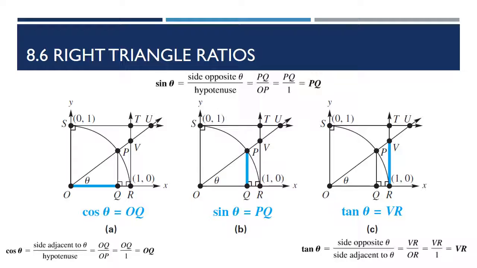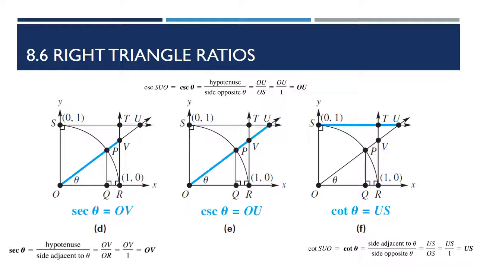The tangent is VR. It's the side opposite theta, which is going to be VR, over the side adjacent to theta, which is OR. Well, OR goes all the way out. That's the radius of the circle. That's 1. So it's just VR. Then we have the secant. The secant is the hypotenuse over the side adjacent to theta. And again, we're going to use that bigger triangle. The hypotenuse is going to be OV, which we don't know what that is because that extends beyond the unit circle. But we do know OR. Again, that's 1. So the secant is just going to be the line OV.